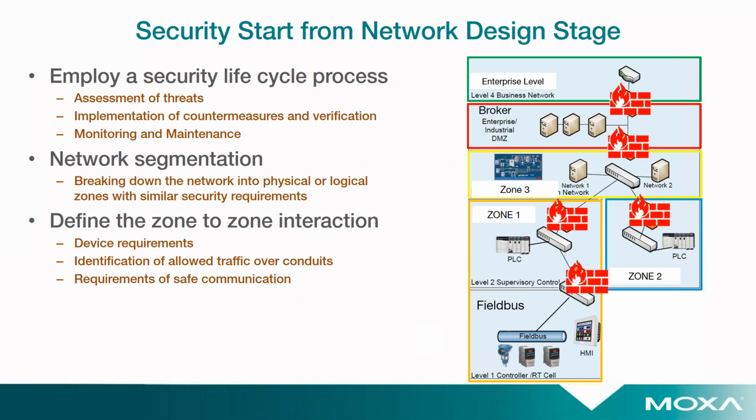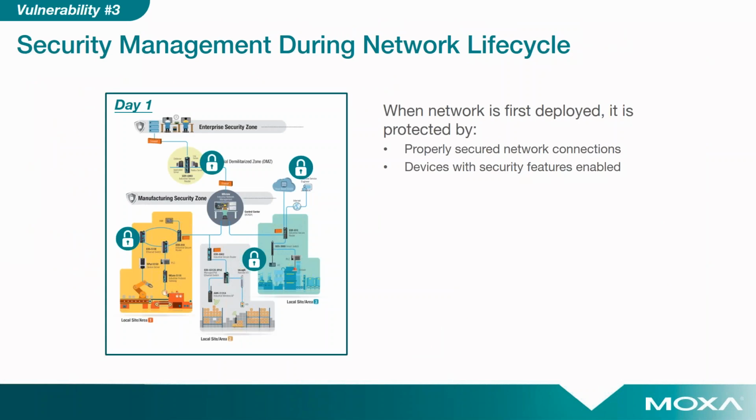You also want to make sure that certain segments, certain zones, don't communicate with each other, or that if one segment is open, just because you infiltrated that doesn't mean that you can access the rest of the network. So defining these with the device requirements and identifying the kind of traffic over conduits, which are basically firewalls, is very important.